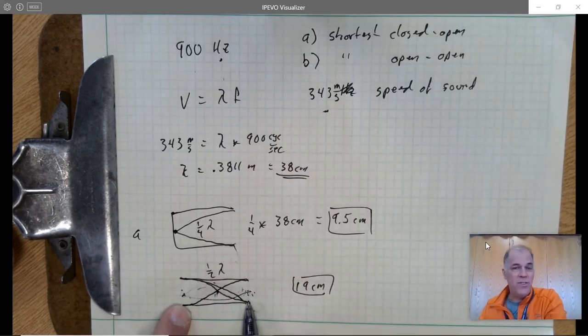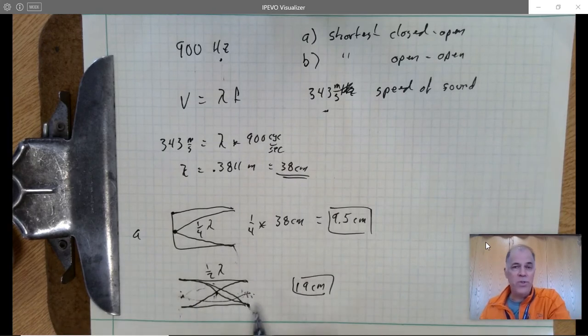But the pressure at the end stays the same, but that's where you get max motion. That's what shakes the air in the room the most. That's what makes the most sound. That's what makes the best instrument. Okay, that's what we've got.